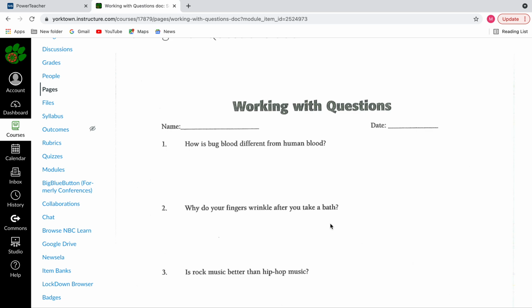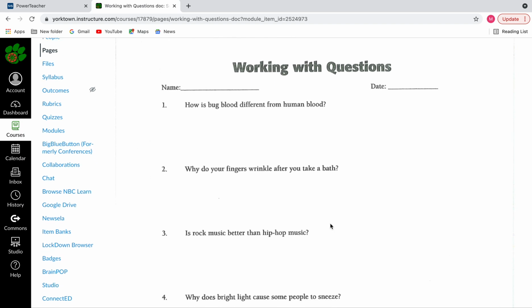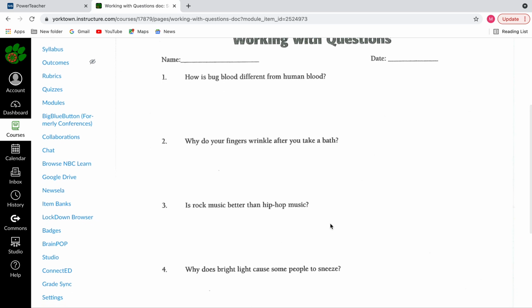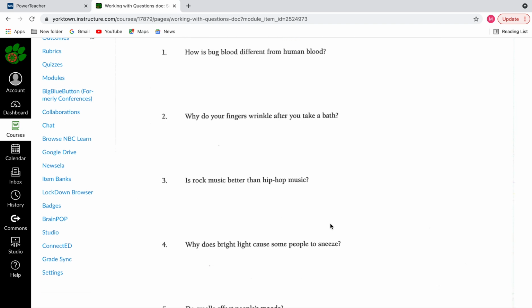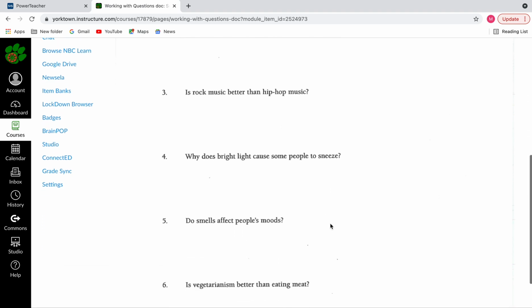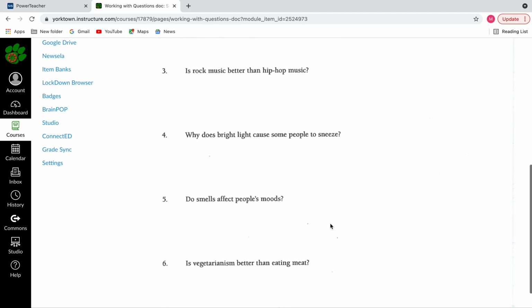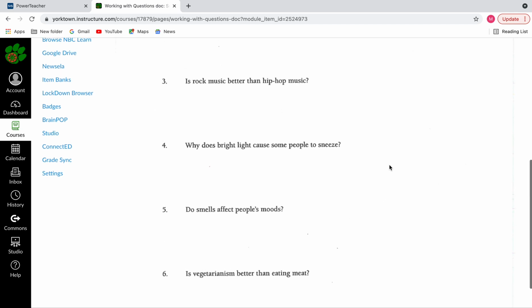You have, number 1, how is bug blood different from human blood? You have, why do your fingers wrinkle after you take a bath? You have, is rock music better than hip-hop music? You have, why does bright light cause some people to sneeze? You have, do smells affect people's moods? And you have, is vegetarianism better than eating meat? So you have 6 questions there.